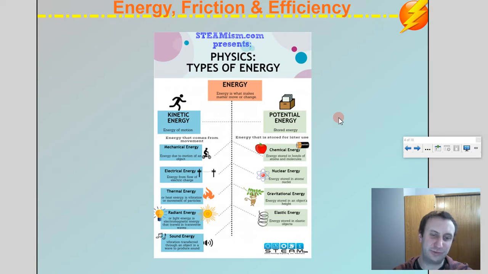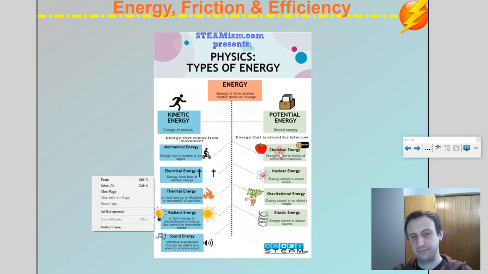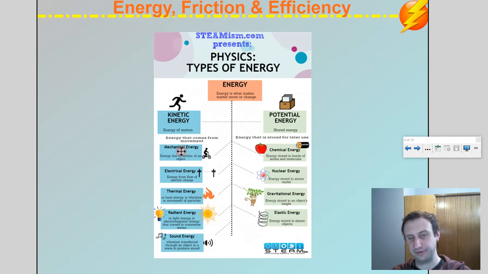Radiant energy, which is like electromagnetic radiation. We have sound energy as well, which is a type of kinetic. And then under potential, we have chemical energy, nuclear energy, gravitational energy, and elastic energy. The ones we're going to talk about the most here are gravitational potential energy and kinetic mechanical energy.